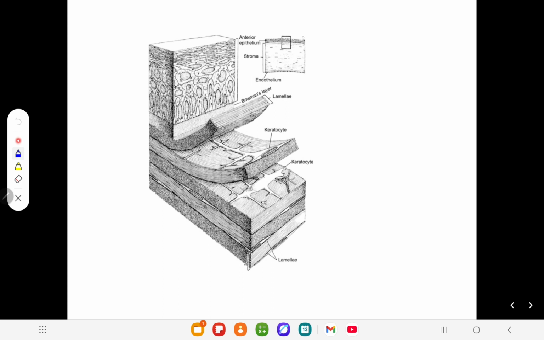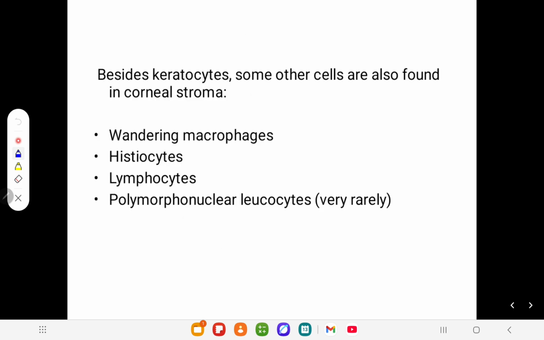So this is the picture. The anterior epithelium is here, Bowman's layer is here, and this is the lamella. This keratocyte, they want to show how they are going, and see this is the lamella over there. This is just a picture I want to show you. Besides keratocytes, some other cells are also found in the corneal stroma: wandering macrophages, histiocytes, lymphocytes, and polymorphonuclear leukocytes, which are very rare.